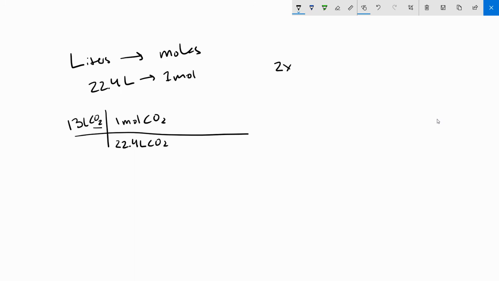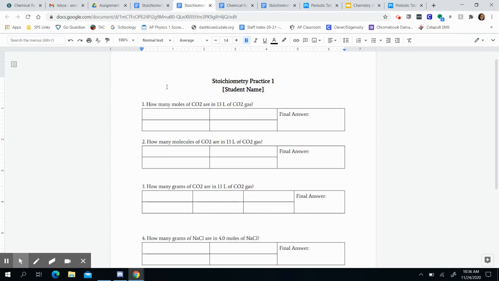This is the same thing as saying 2x divided by 3x. The x's cancel in my fraction, so my liters cancel here. So that means when I multiply this out, I'm going to be left with the final unit of moles. So when I plug this into the calculator, I'm going to do 13 times 1 divided by 22.4. And that's going to equal 0.58 moles of CO2.